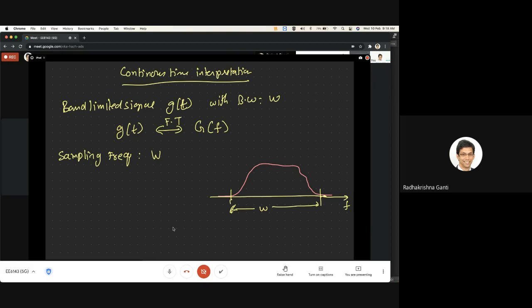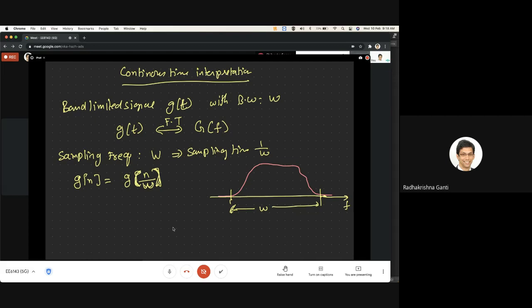So the sampling frequency is W. I'm going to define my g of n to be equal to g of n by W. Sampling frequency W implies sampling time is 1 by W. This is my time, and every n by W I sample it. N goes all the way.